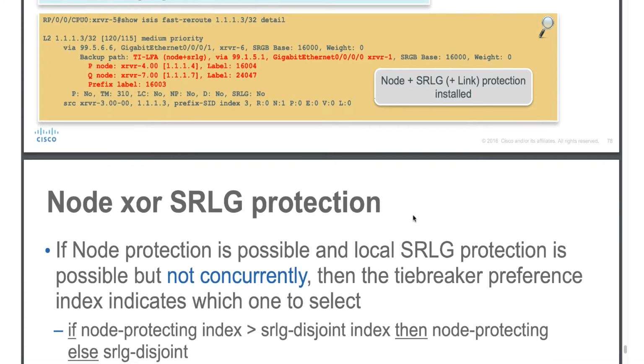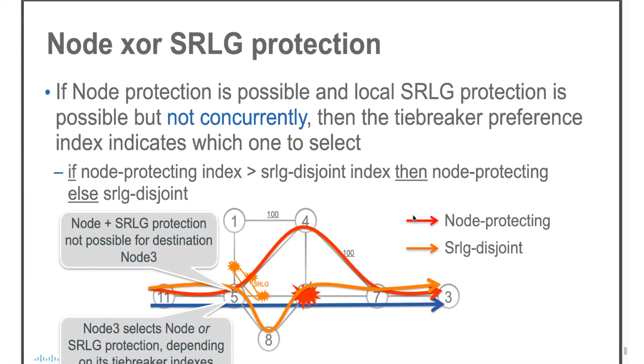Now if you scroll down further a couple of lines, it says, if node protection is possible and a local SRLG. There are two types of SRLG: something called local SRLG, and another called remote SRLG. And we might explore this in some of our upcoming episodes.